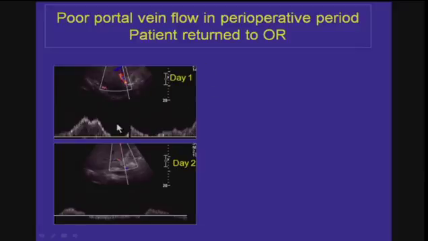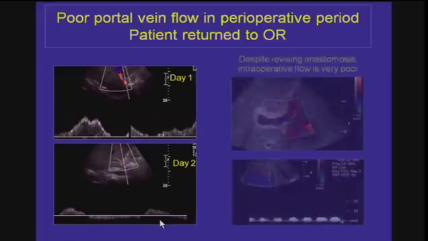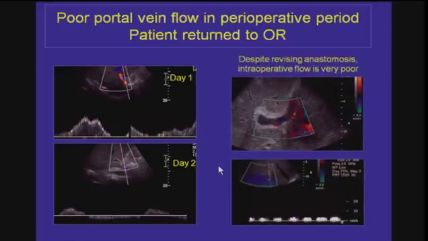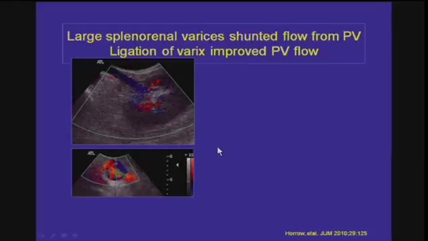You can see here day 1, they've got flow that's very pulsatile and not continuous forward flow. Same thing here on day 2. And so they revised the anastomosis at the portal vein, but their intraoperative flow also was very poor. And so what they had to do in this patient actually was look around, and there were large splenorenal varices that were shunting the flow from the portal vein.